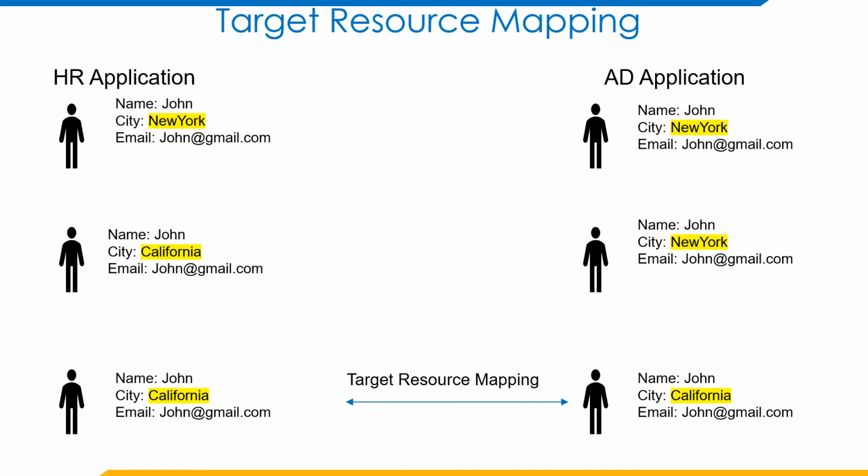So if we observe here, we have two applications, one is HR and another one is AD. For the user John, we have city as New York in HR, and in AD also we have the city as New York. So if the city is changed to California in the HR application, it should be reflected in the AD application. But in the second scenario, it is not reflected. So now we will perform target resource mapping to reflect it back in the AD application. After performing target resource mapping, the city field is California in both the HR application and the AD application for the user John.